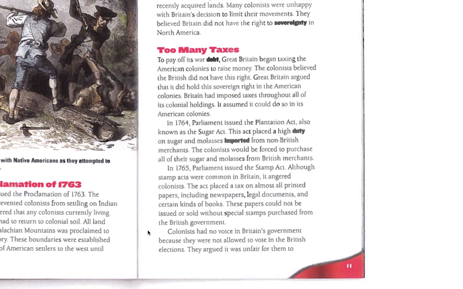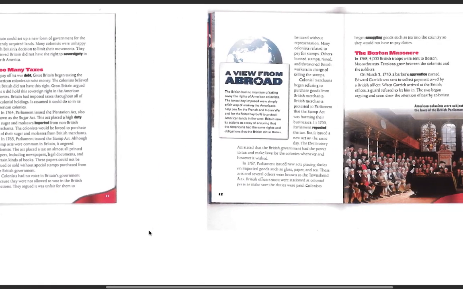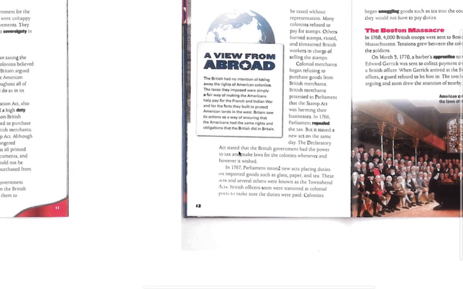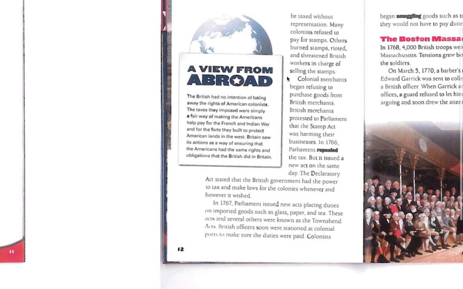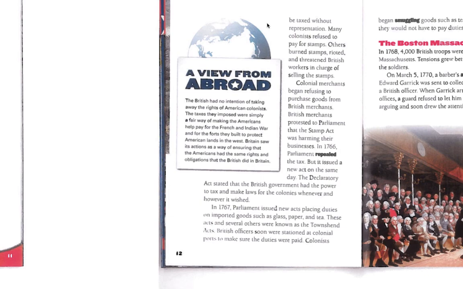Colonists had no voice in Britain's government because they were not allowed to vote in British elections. They argued it was unfair for them to be taxed without representation. Many colonists refused to pay for stamps. Others burned stamps, rioted, and threatened British workers in charge of selling the stamps.